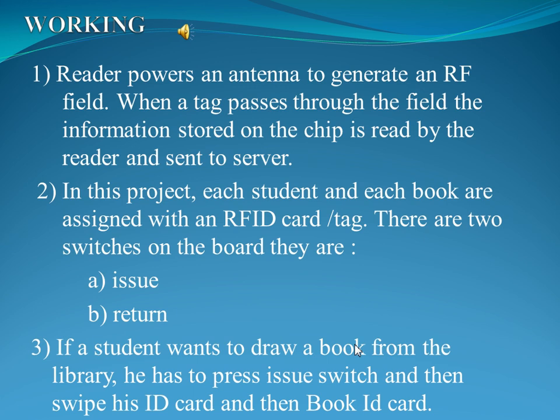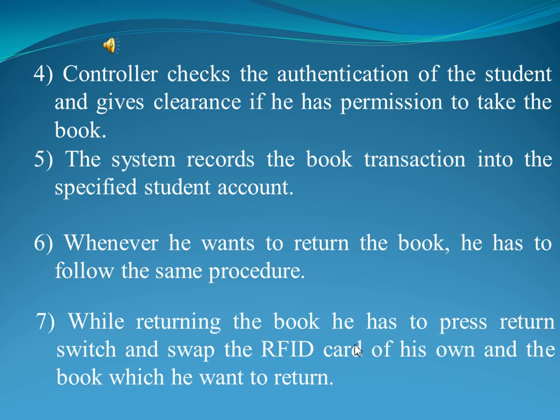There are 2 types of switches in this: the issue button and the return button. If a student wants to issue a book from the library, he needs to swipe his ID card and then the book tag. The controller checks the authentication of the student. If the student has permission to take the book, it gives the authentication to take the book. The system records the book transaction into the specified student account. In this way, he can issue the book and return the book.